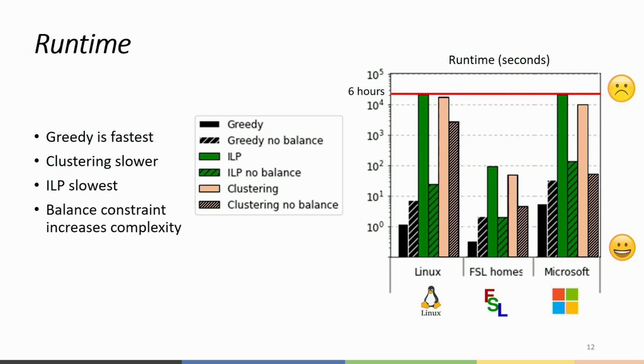Another thing we see here is that the load balancing constraint adds much complexity to the system. So when we remove this constraint, these are the striped bars, we see that both ILP and clustering approaches become much faster and much simpler. For the greedy, it's the other way around, because if we remove this constraint, we actually give the greedy approach more options in each of the iterations, and so these take longer. But in general, load balancing, which we certainly need in order to keep our system feasible, is something that adds much complexity to the system.